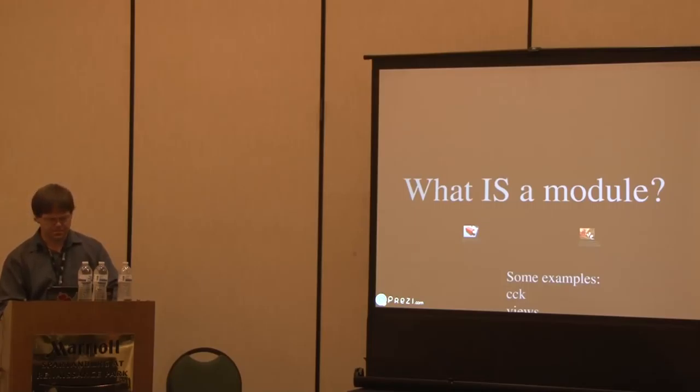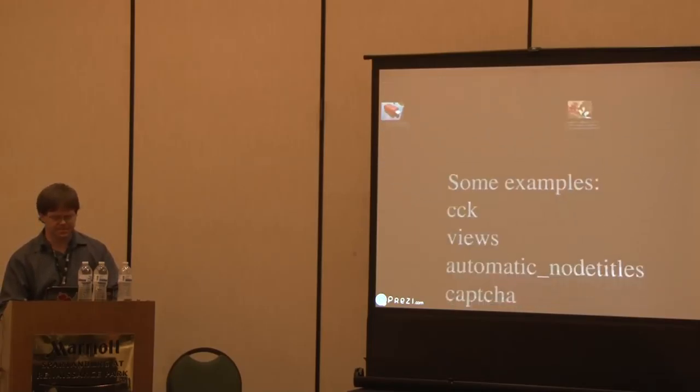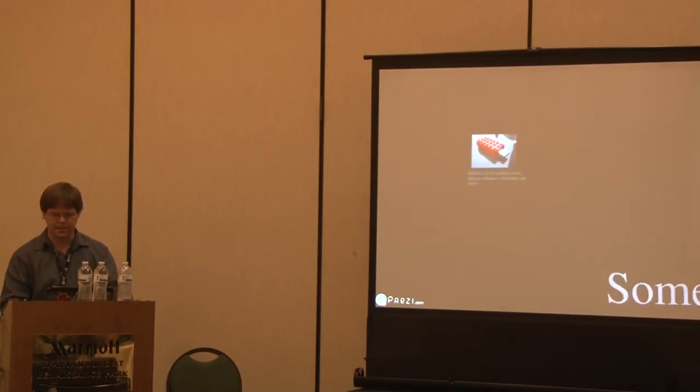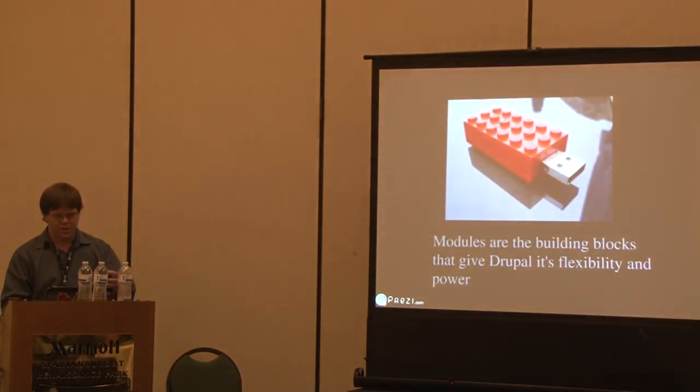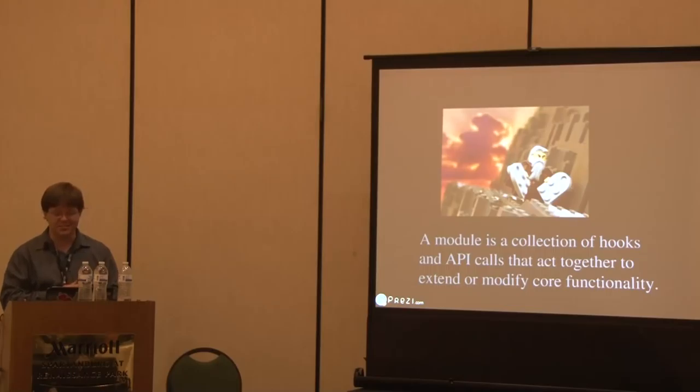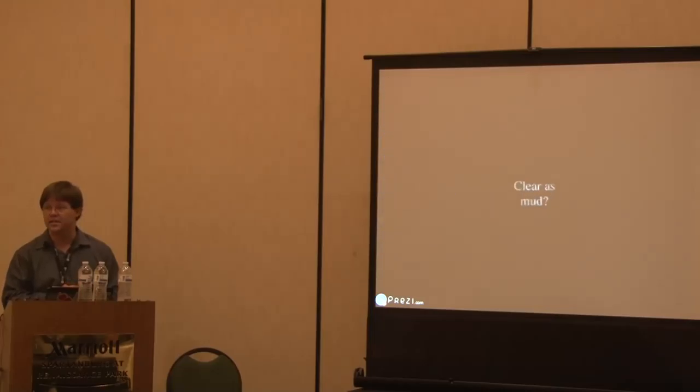All right, so what is a module? Some examples that you guys might have come across: CCK provides the content fields, Views allows you to display content, Automatic Node Titles, etc., Caption, Menu Block. These are examples of modules you'll find in contrib. We're going to talk a little bit about how they are put together. So modules are the building blocks that give Drupal the flexibility and power. If that's not a good enough explanation for you, a module is a collection of hooks and API calls that act together to extend or modify core functionality.